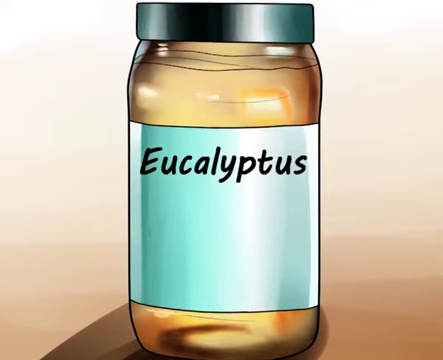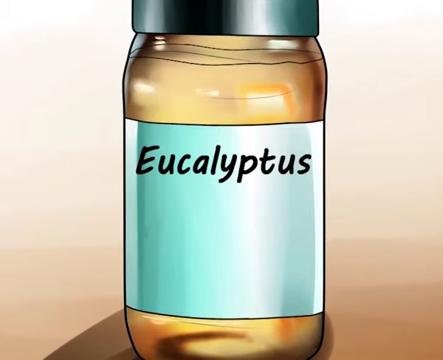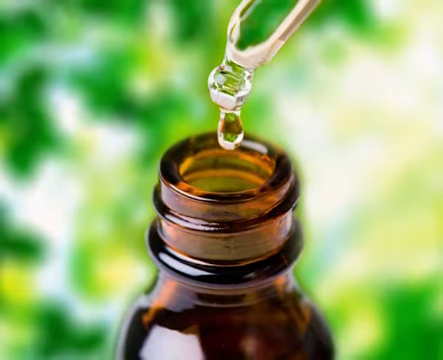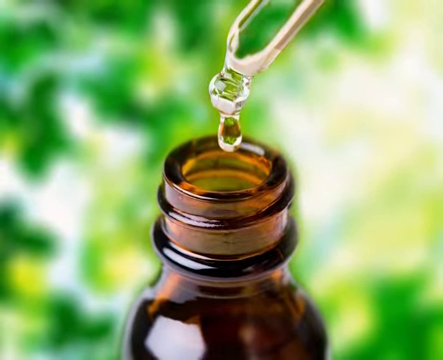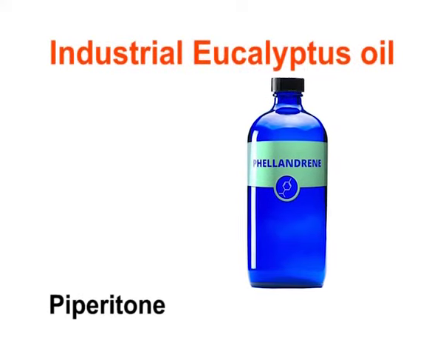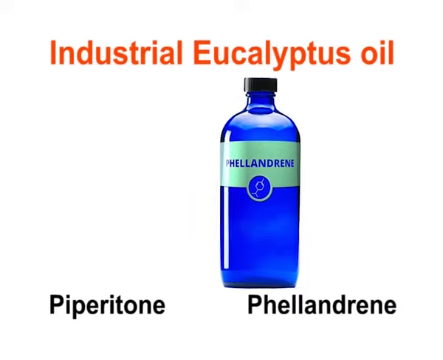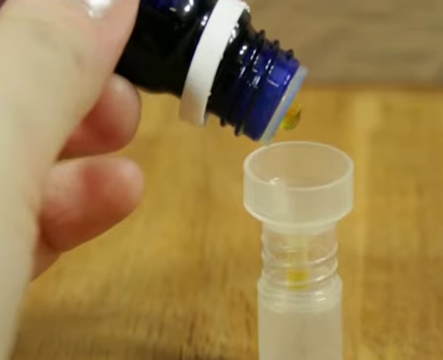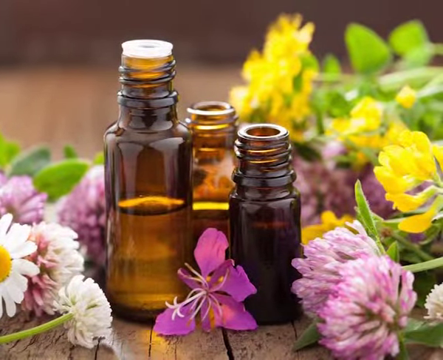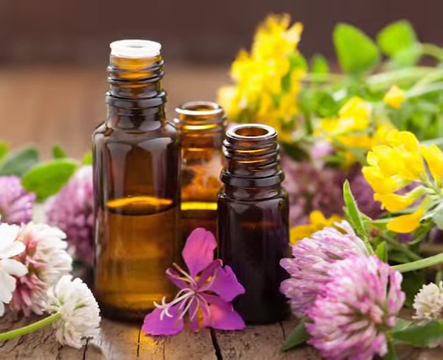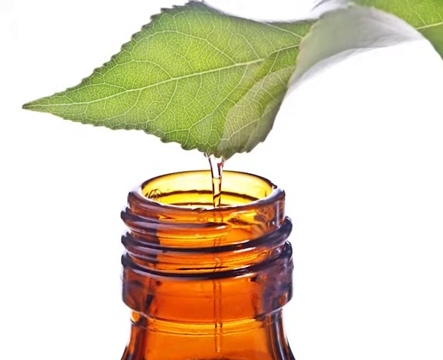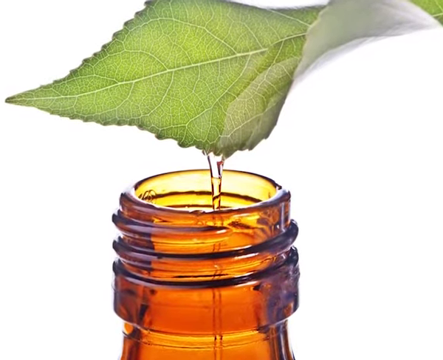Now here it is important to note that many of these minor constituents exhibit irritant properties, and hence they are removed by redistillation of the eucalyptus oil, which is called rectified eucalyptus oil. The industrial eucalyptus oil has piperitone and or phellandrene as the major component. And the perfumery grade eucalyptus oil is rich in geraniol and citronellal. Here it is important to mention that more than 300 species of eucalyptus are known, with different chemical races giving oils of different nature, composition and odor.